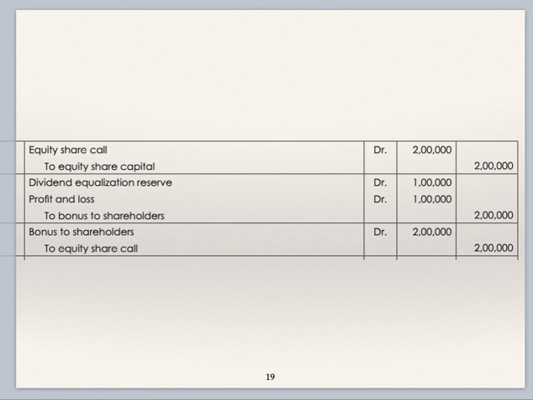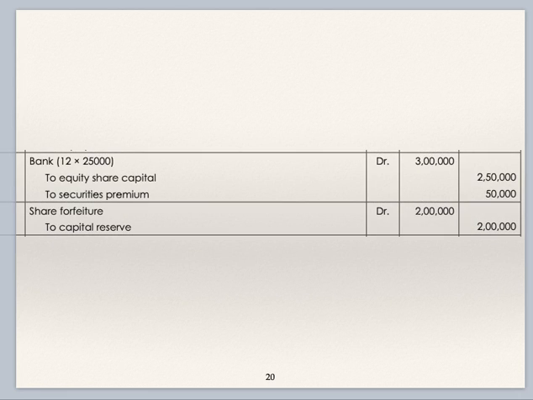They need not pay this call. 25,000 forfeited shares are reissued at 12. So bank account debit 25,000 into 12, 3 lakhs. To equity share capital 25,000 into 10, 2 lakhs 50,000. To securities premium 25,000 into 2, 50,000. This entry is reissue of forfeited shares. 25,000 forfeited shares they have reissued at premium because they have reissued at 12, above face value, which is 10.